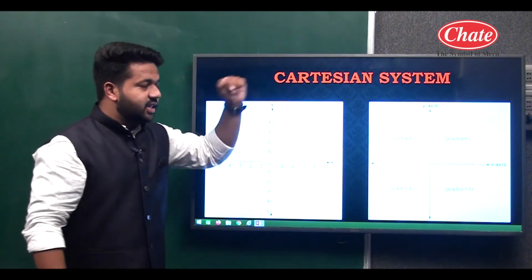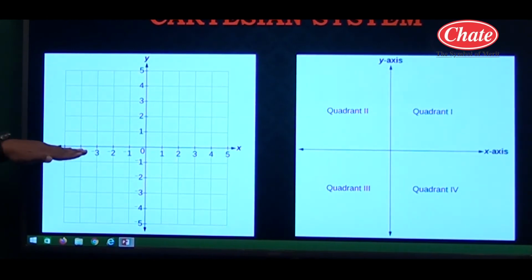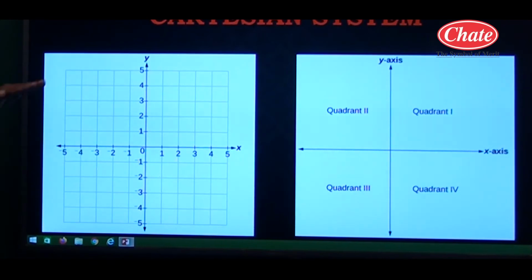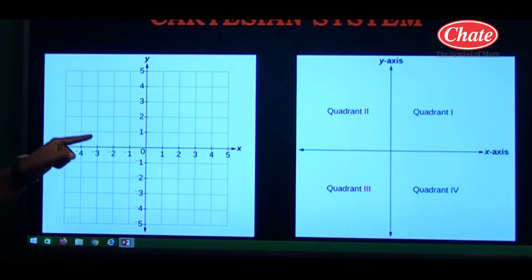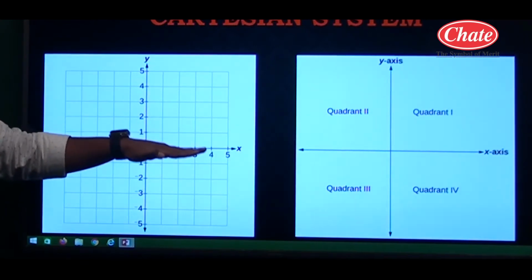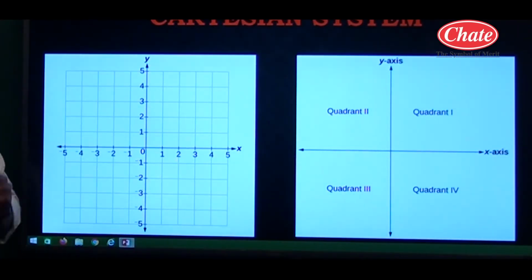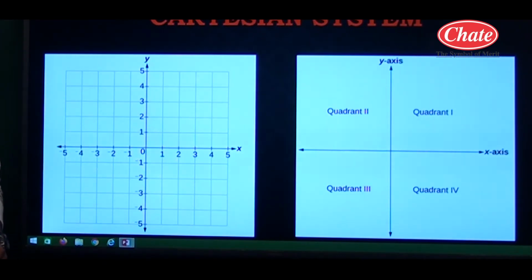Now the Cartesian system. Here we draw two number lines: the first one is the horizontal number line and then the vertical number line. We place these two lines in such a way that they intersect each other at their zeros, at their origin. The horizontal number line XX dash is called the x-axis and the vertical number line YY dash is called the y-axis.